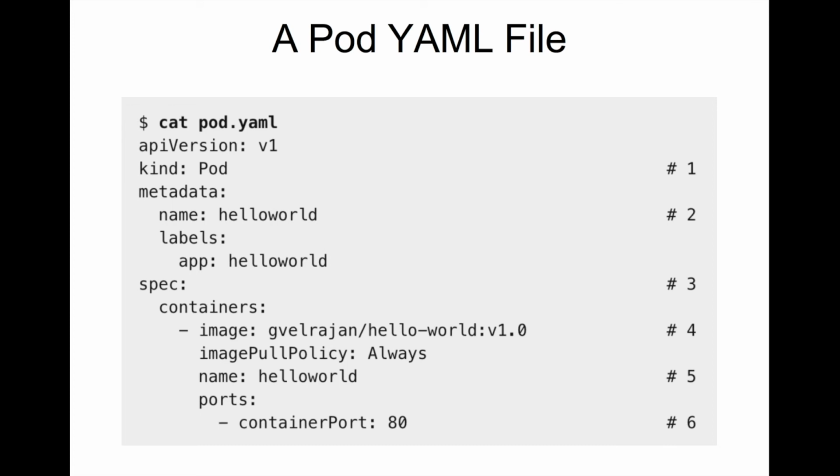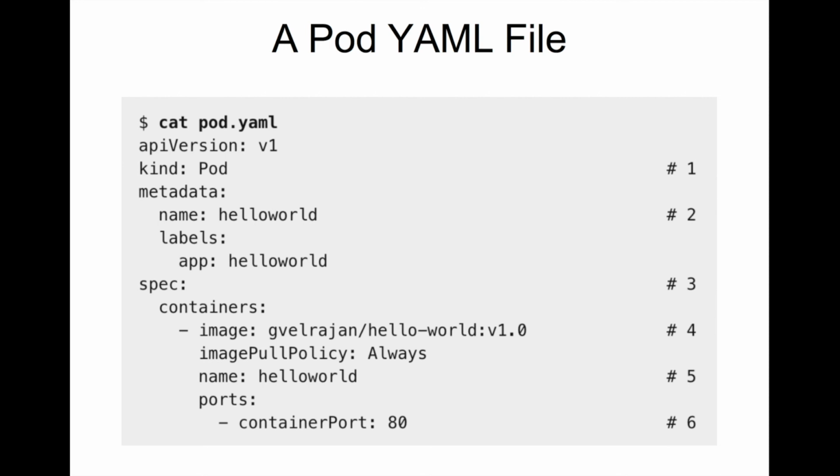Number 3. Spec. Spec is the object that defines the desired state for the resource. The most important property of a pod spec is the array of containers. Number 4. Image. It is the container image to use to create this pod. Number 5. Name. It is the unique name for a container in a pod.